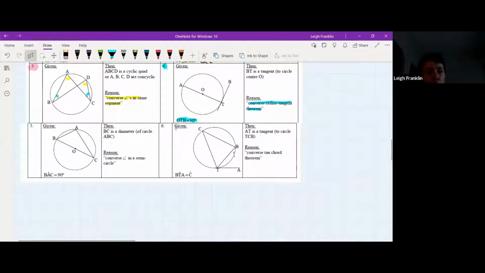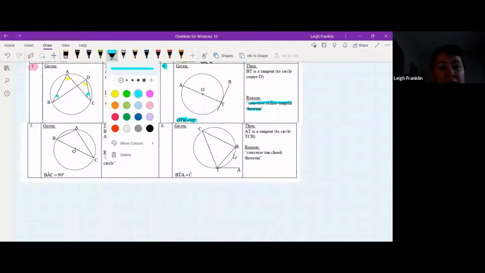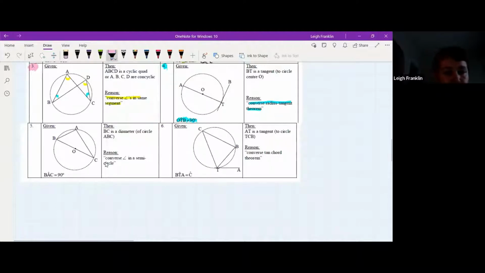Something else that they can ask you is to show that BC is the diameter of a circle. I don't know if you recall this from last year as well. If they said to you that you needed to prove that BC was a diameter, then you would need to show that angle BAC, in other words this angle over here, was 90 degrees. Then you could conclude that BC is a diameter, and we would say converse angle in a semicircle.